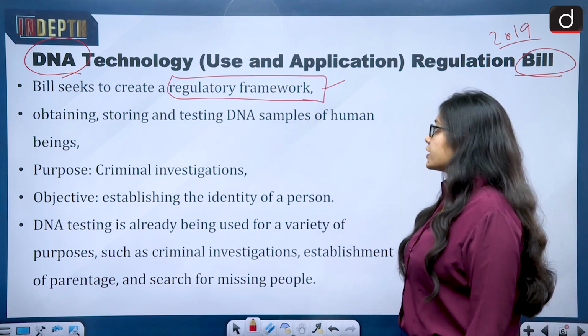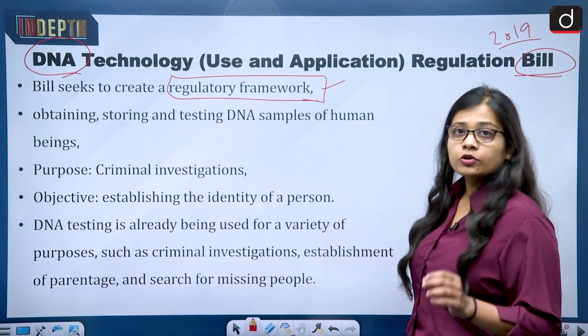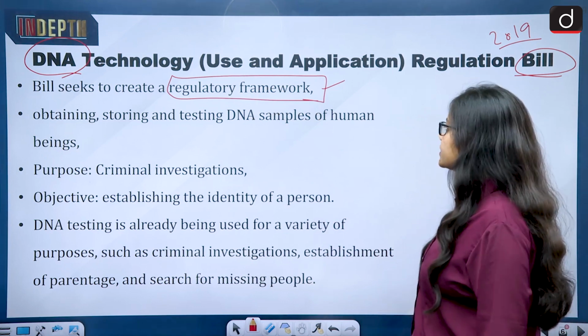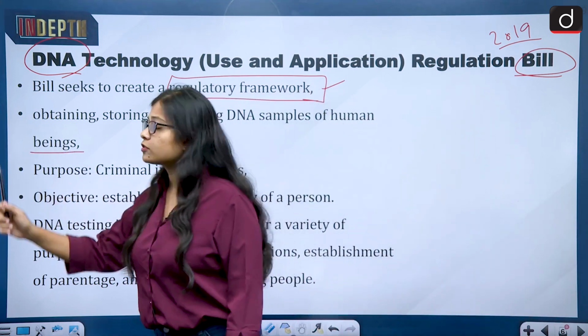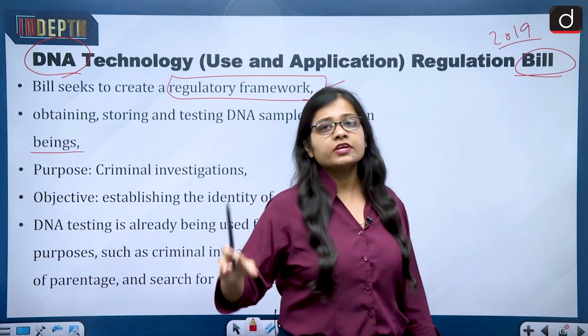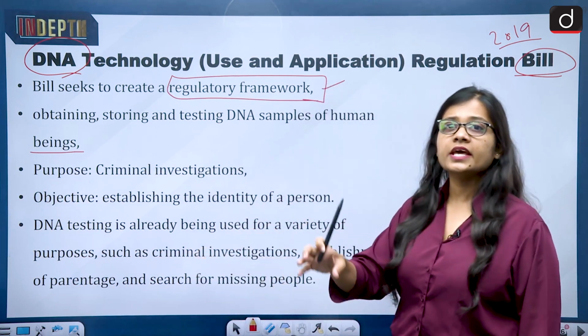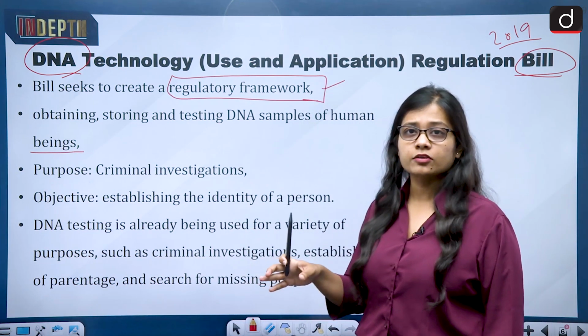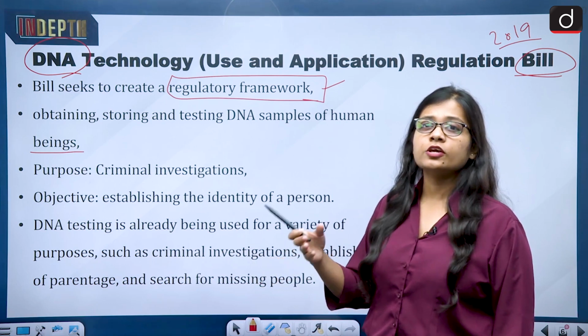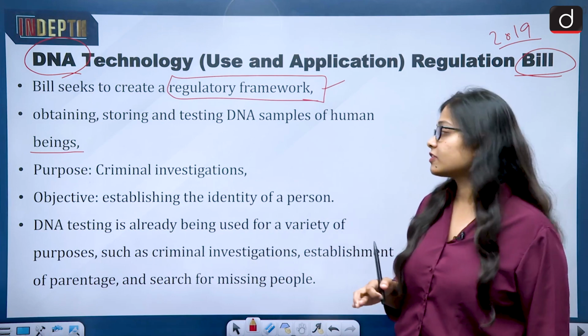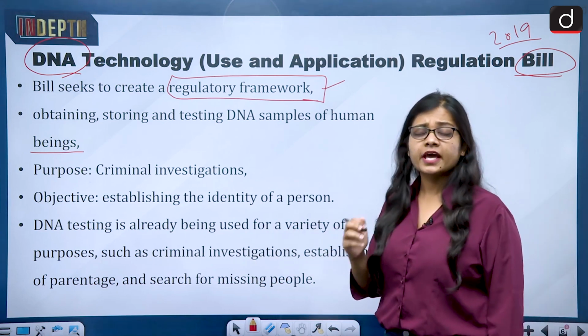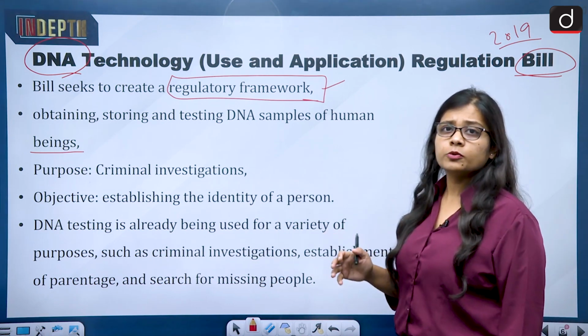The bill seeks to create a regulatory framework about obtaining, storing and testing DNA samples of human beings. Every human has DNA, and DNA contains the hereditary characters of a person. DNA stands for deoxyribonucleic acid, and it has the hereditary character of every single human being.